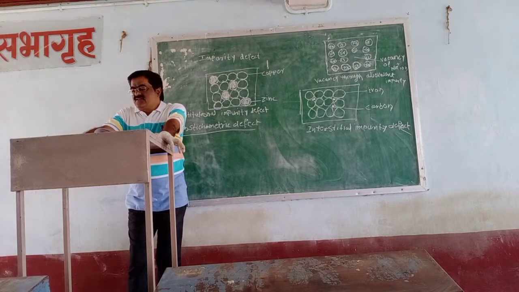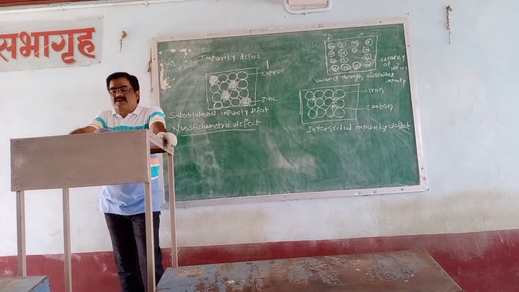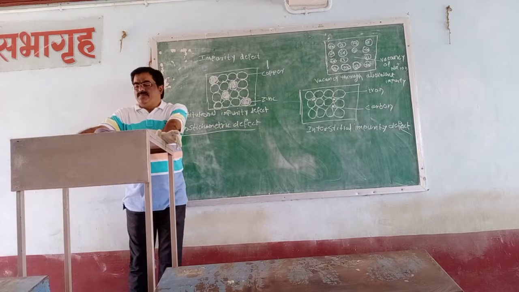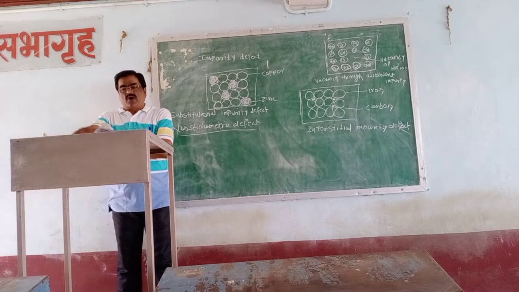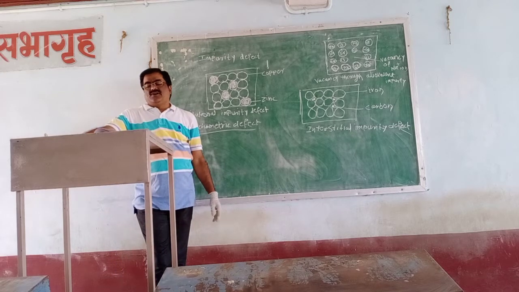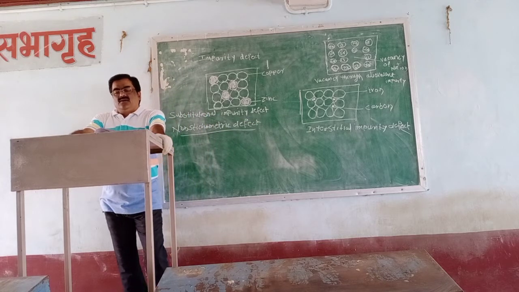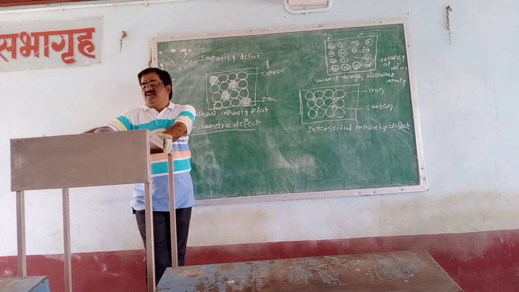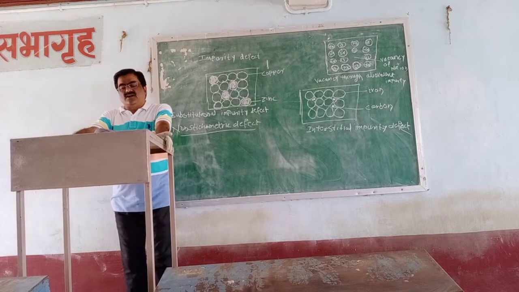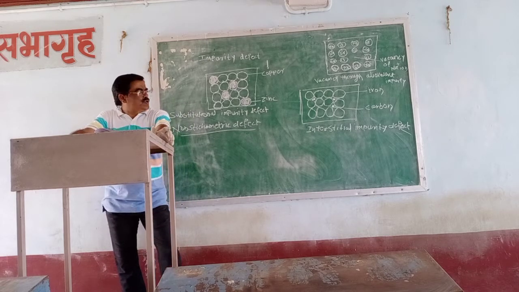Then second one, the interstitial impurity defect. Interstitial impurity defect म्हणजे काय? In this defect, the impurity atoms occupy the interstitial spaces of the lattice points or lattice structure. For example, you can take steel. Fe atoms occupy the normal lattice sites, and the carbon atoms are present at the interstitial spaces as shown in this figure.